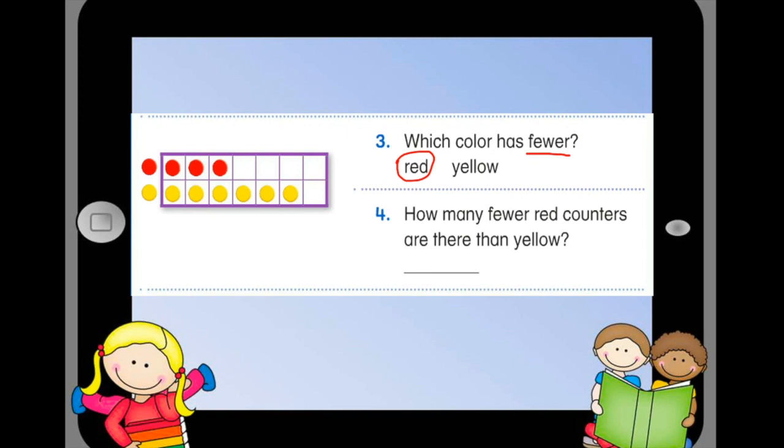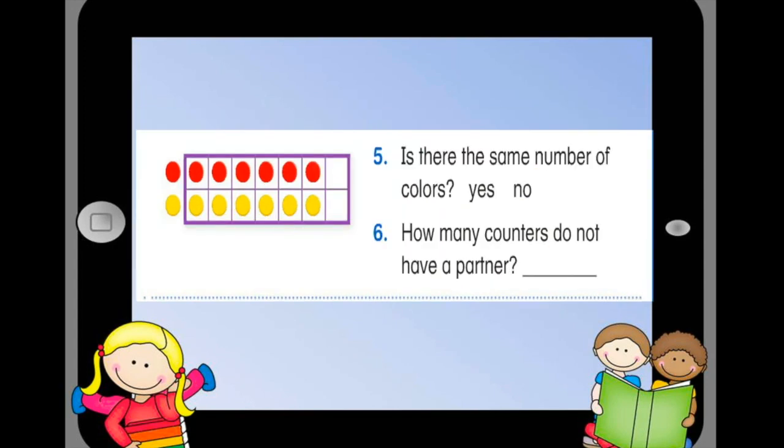Let's look at question number 4. It says, how many fewer red counters are there than yellow counters? So in the beginning, we like to match them up to be a pair. But since there's more yellow counters, that means that some of them are not going to have a pair. I want to know how many fewer red counters are there than yellow, meaning how many missing red counters are there that don't have partners. So let's take a look here. When we compare them, we have 1 yellow counter that doesn't have a partner, 2, 3. So that means that there's 3 more yellow or 3 less red. So there are 3 fewer red counters than there are yellow in this graph.